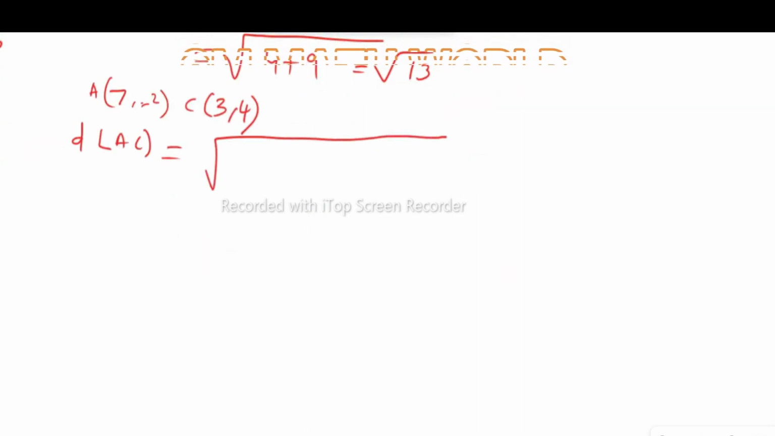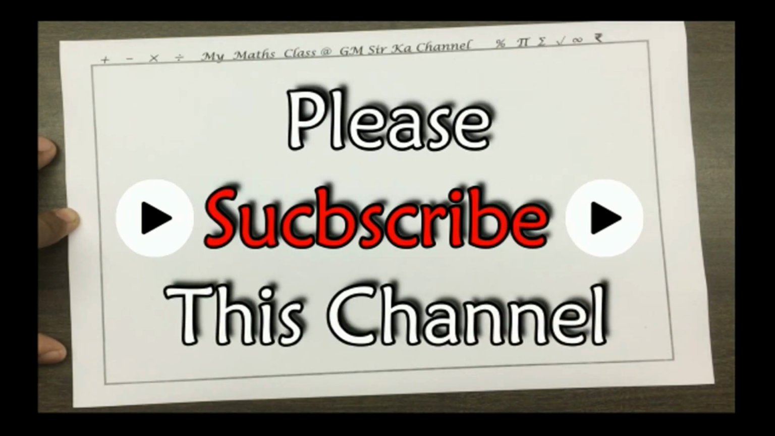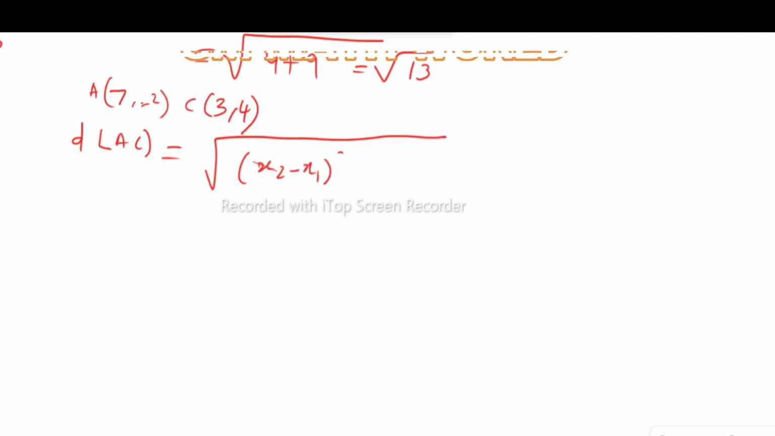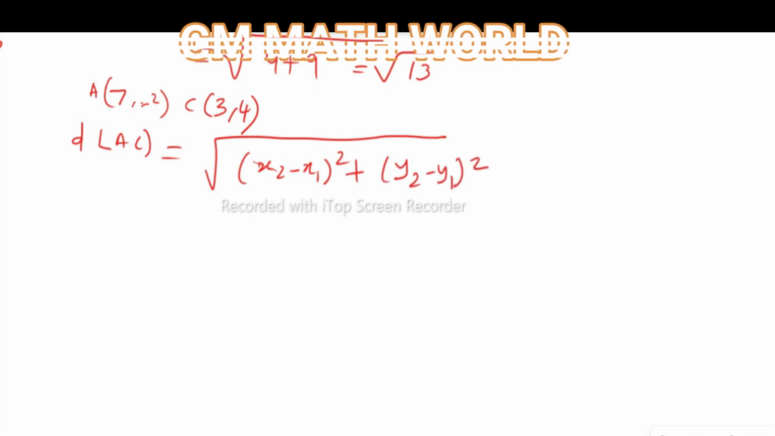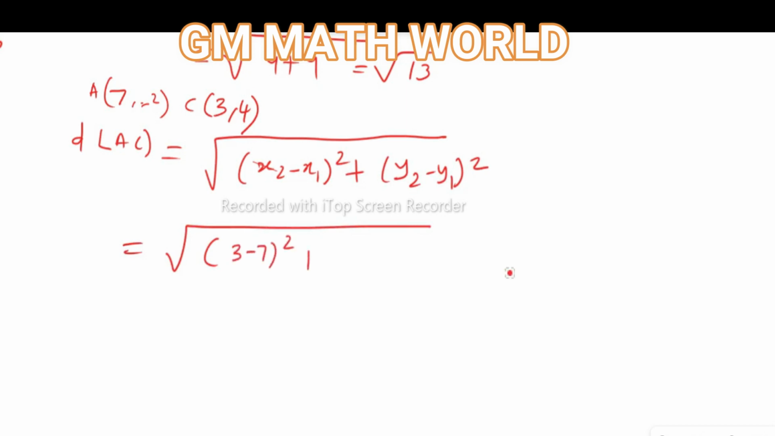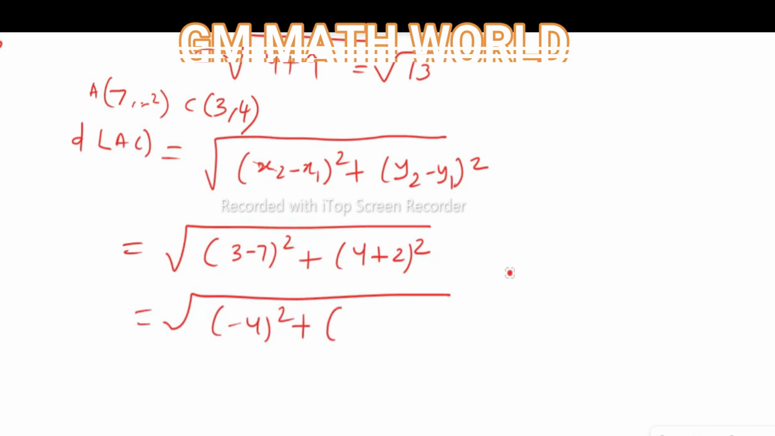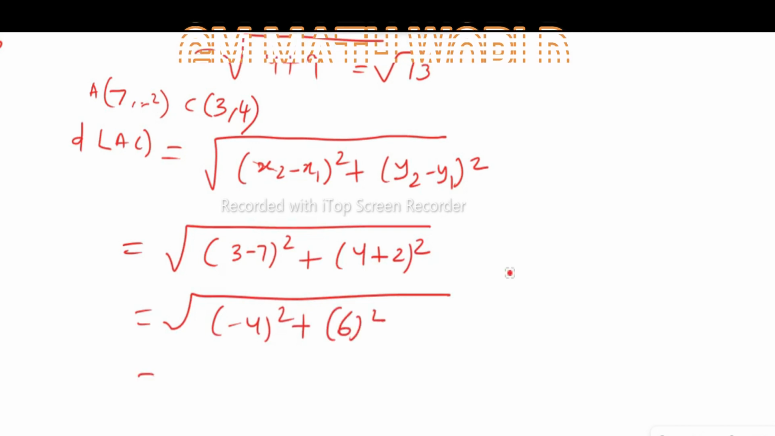Next distance we will find is AC. Distance AC, A is (7, minus 2) and C is (3, 4). Distance AC is given by the formula square root of (x2 minus x1) the whole square plus (y2 minus y1) the whole square. x2 is 3, x1 is 7, so it is 3 minus 7 the whole square plus y2 is 4 and y1 is minus 2, so minus of minus 2 is plus, so 4 plus 2 the whole square. 3 minus 7 square is minus 4 square plus 4 plus 2 is 6 square.